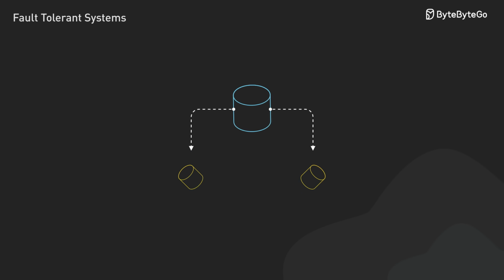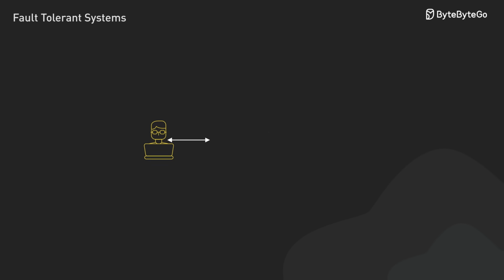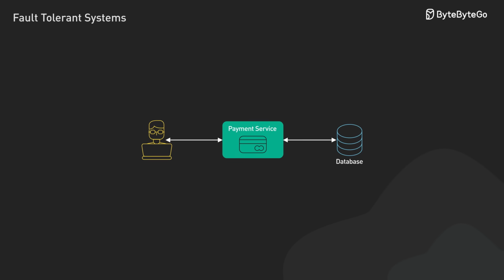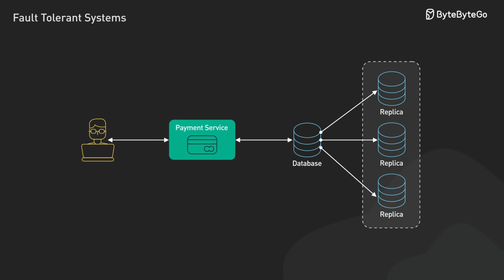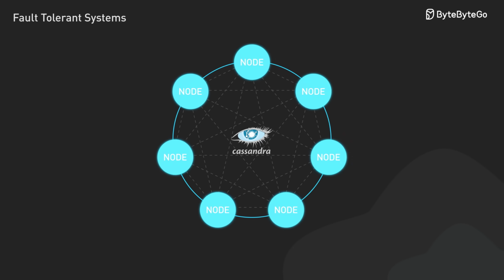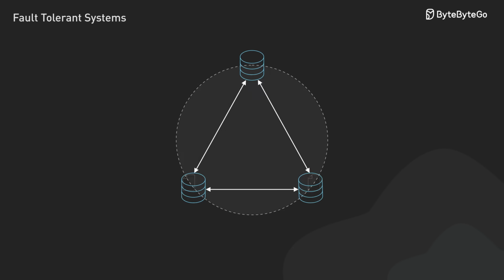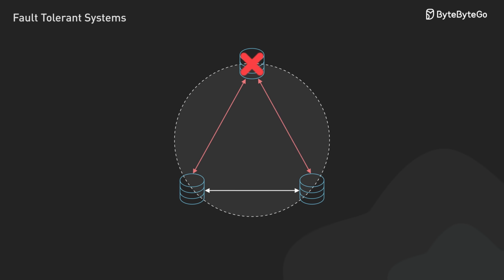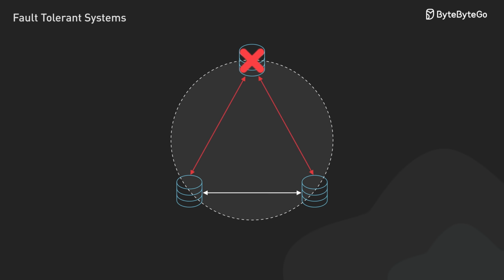Replication is all about making copies of critical data or components. Imagine our payment service relies on a single database. If that database crashes during peak traffic, transactions grind to a halt. By replicating the database, we create multiple synchronized copies. For example, Cassandra replicates data across multiple nodes in a cluster. Each piece of data is stored on several nodes, so if one node becomes unavailable, the data can still be accessed from other nodes in the cluster.